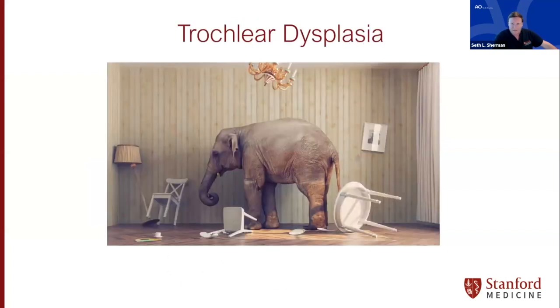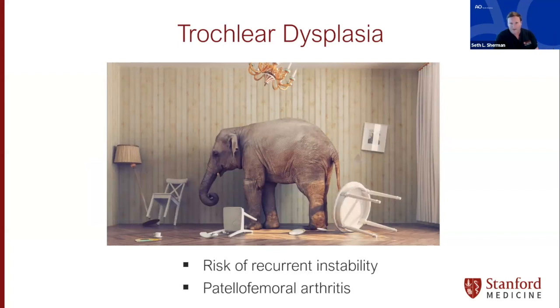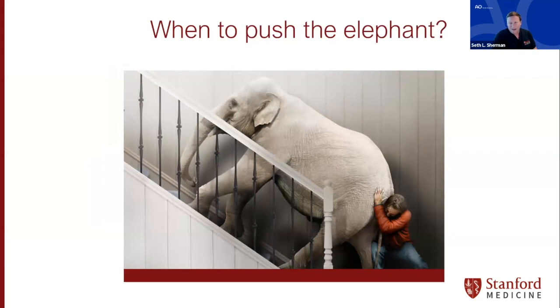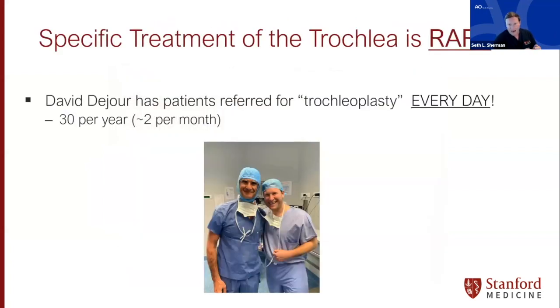Which finally leads me to trochlear dysplasia, which is truly our elephant in the room. We know it's sitting there as a risk factor for instability, and it's sitting there for a risk factor for arthritis. But the real question is, when do we push that elephant? And I visited David Dejour, our world's thought leader on the problem.